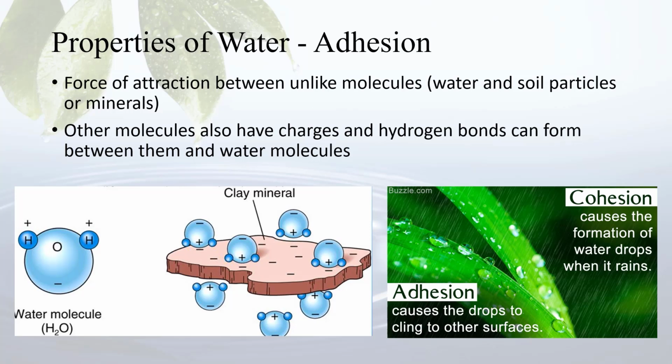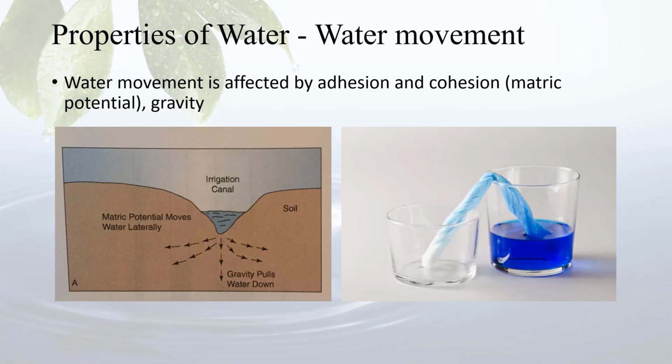And again, this is due to that polarity that we see in our water molecules. Both adhesion and cohesion, which we refer to as matrix potential, are going to affect water movement in combination with gravity, especially if we're talking about water moving through the soil that you may see here. It's not just going to move straight down, but it will move out into the sides. Again, this is due to those adhesion and cohesion properties.